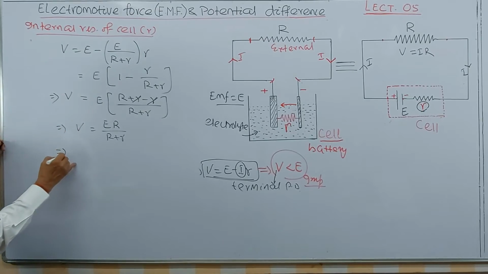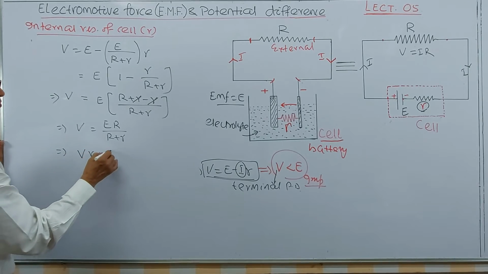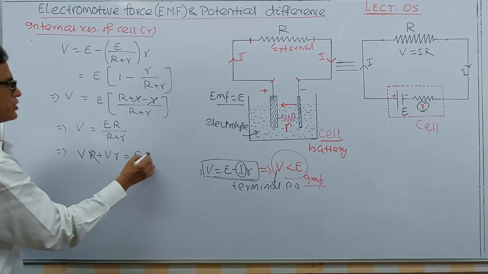Now let me solve it. I will get this small r, you can say: Vr plus V capital R plus V small r is equal to E capital R.